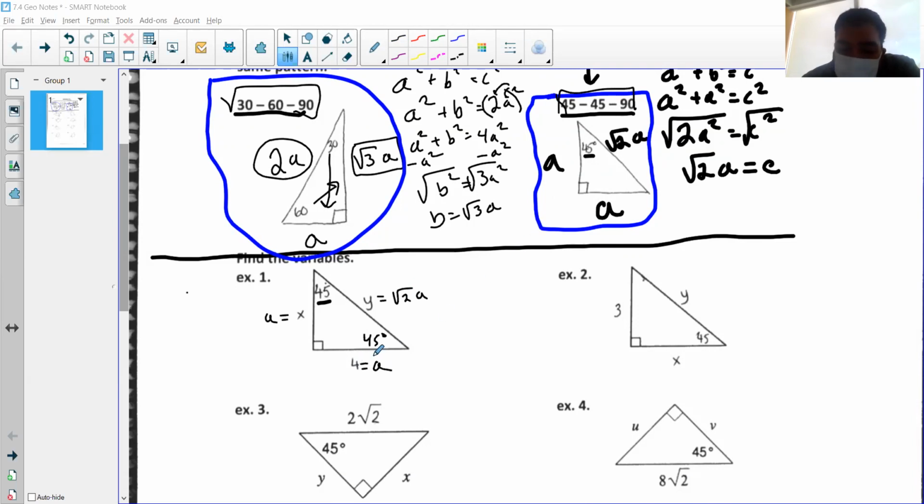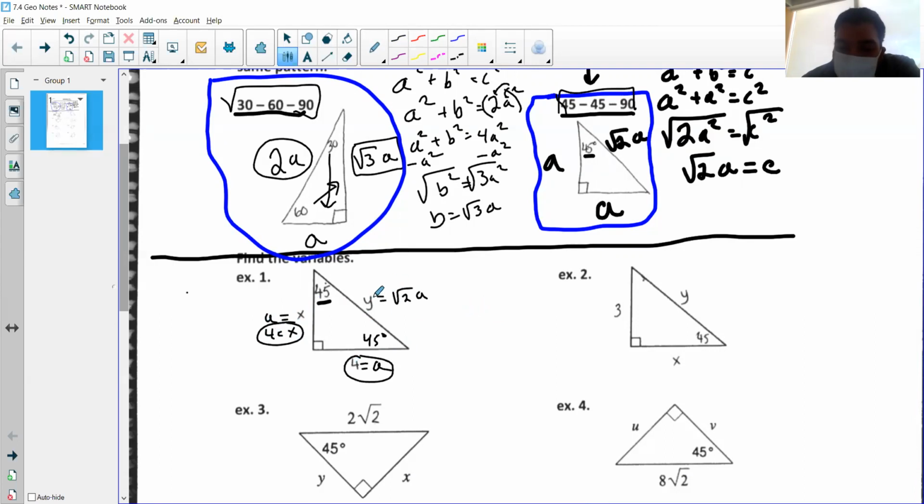So first off, I know A is 4. I get that freebie, which means I can substitute A with 4. So that means 4 equals X. Hey, that's another one I get for free. Because that's super easy, because X equals 4. They have to be the same size.